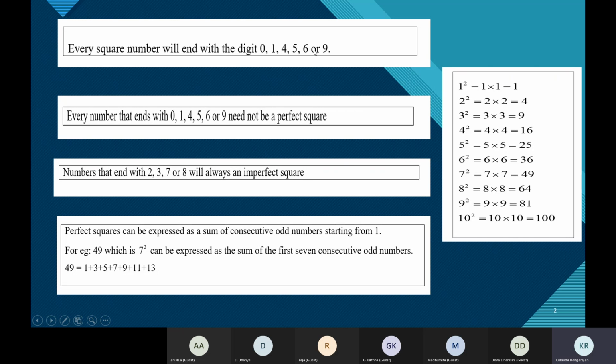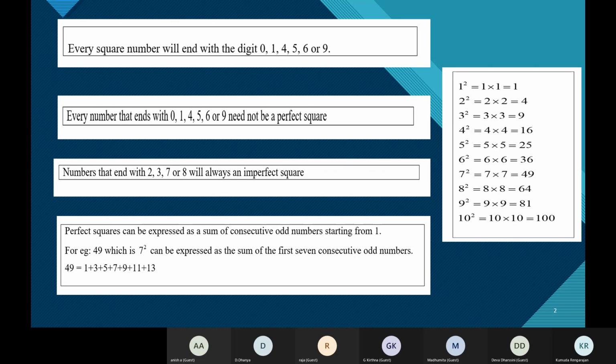But what you need to be careful about is, just because a number ends with 4 or 5 or 6 or 9 or 1 or 0, it doesn't mean that it's a perfect square. Now you can check it yourself. Take the number 50. 50 ends with 0, but that doesn't mean that 50 is a perfect square. Or you can take 19. 19 ends with 9, but 19 is not a perfect square.